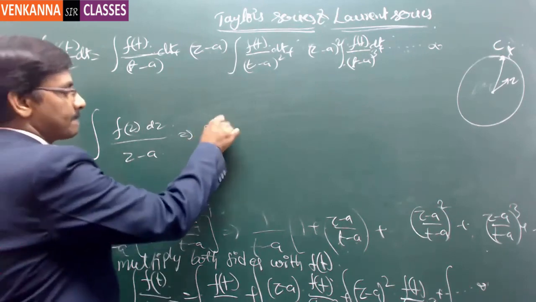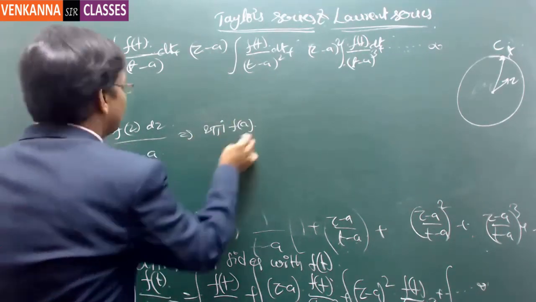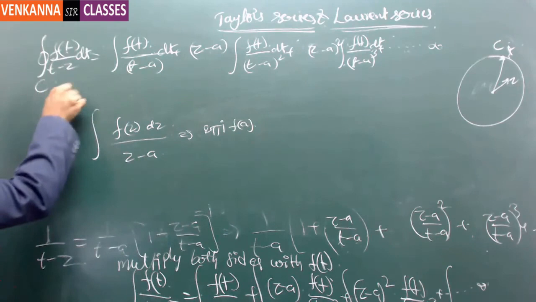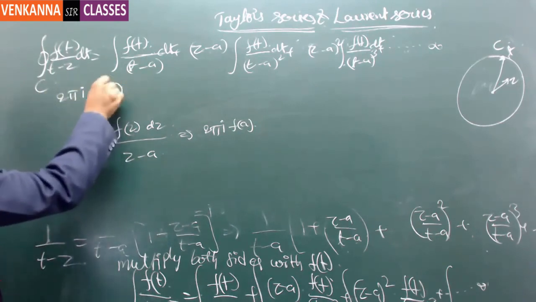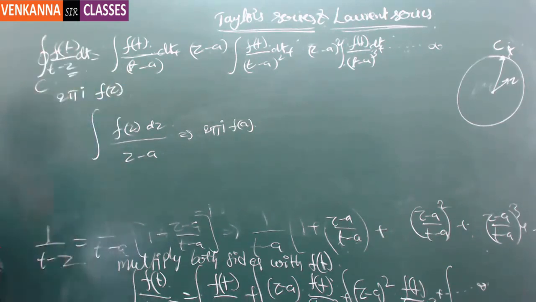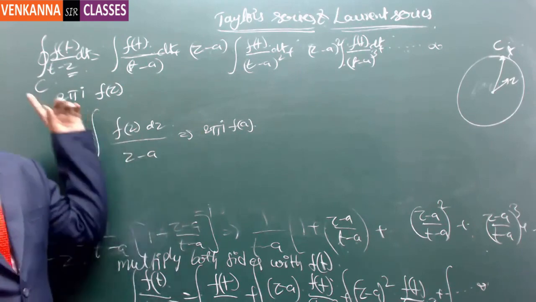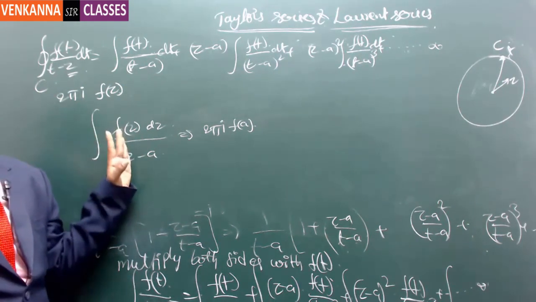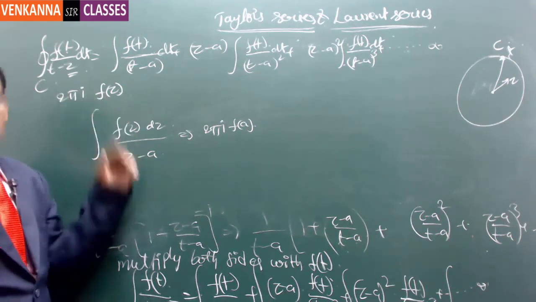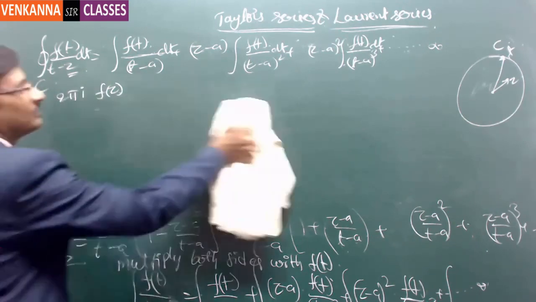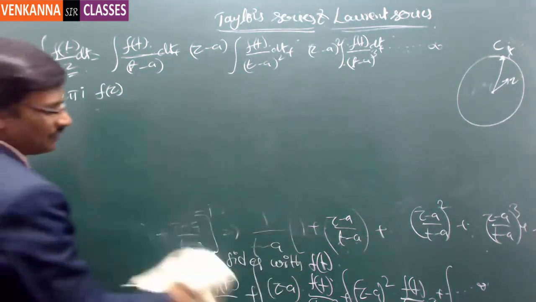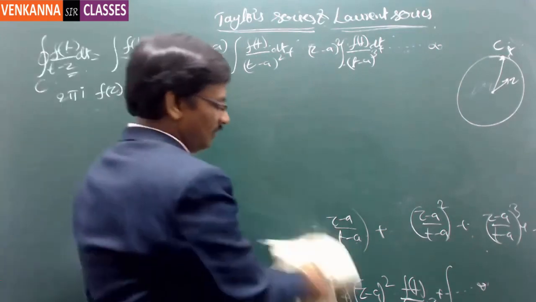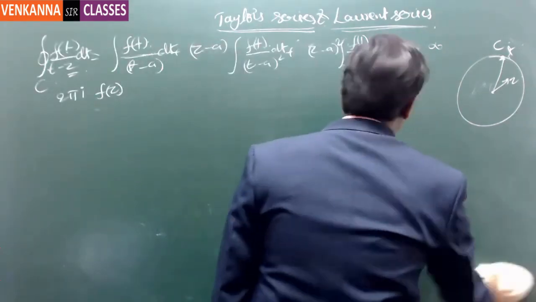This is exactly in the similar manner. This is 2 pi i times f of z, because instead of z it is a, instead of t it is z. So that's the only difference. So this is the same integral, 2 pi i times f of z, exactly in the similar manner. What are the other values you can think of? What is the first integral?